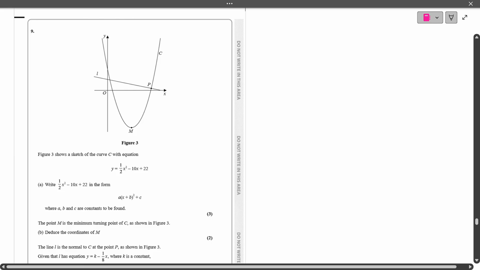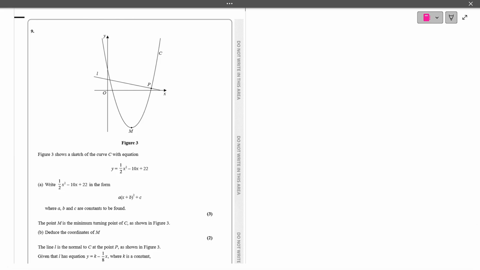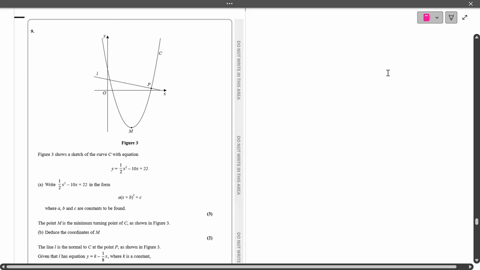In this video, I will be solving question number 9 from paper October 2022. We will go through the problem step by step, ensuring you understand the concepts and techniques.